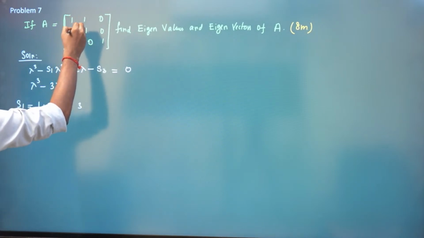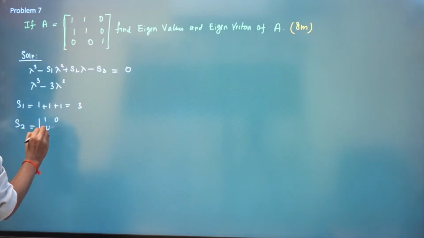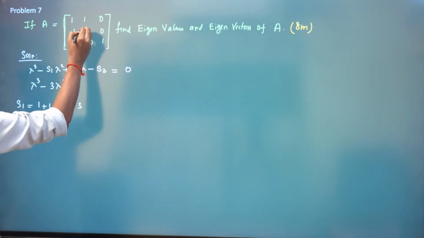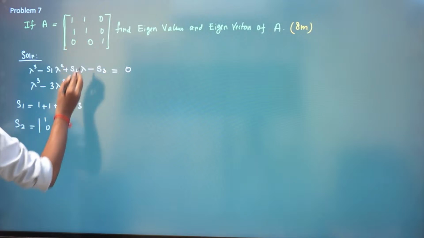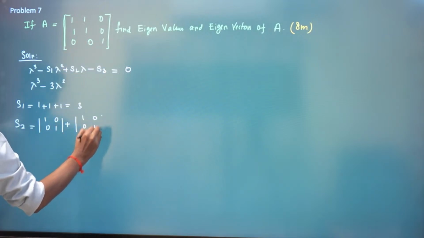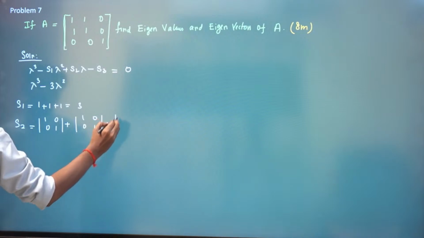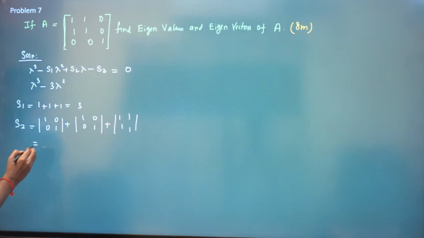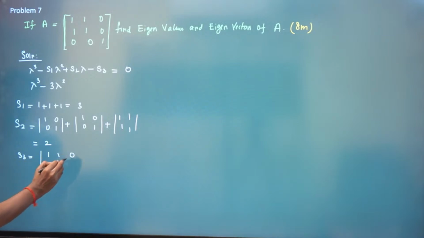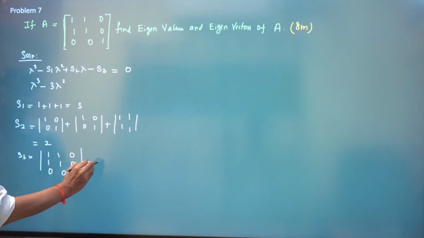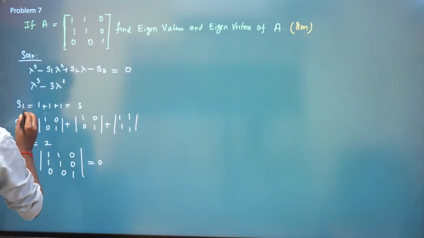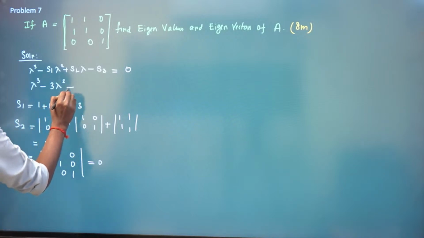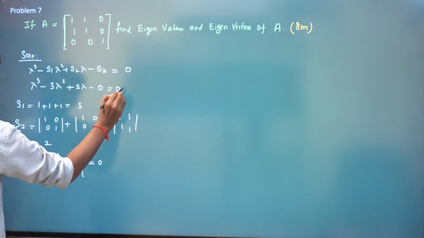One minor is [[1,0],[0,1]], another minor is [[1,0],[0,1]], and the minor for this one is [[1,1],[1,1]]. So this is 2, right? And s3 is the determinant of A. The determinant of [[1,1,0],[1,1,0],[0,0,1]] will be 0 because two rows are identical. So the polynomial is lambda cubed minus 3 lambda squared plus 2 lambda minus 0 is equal to 0.